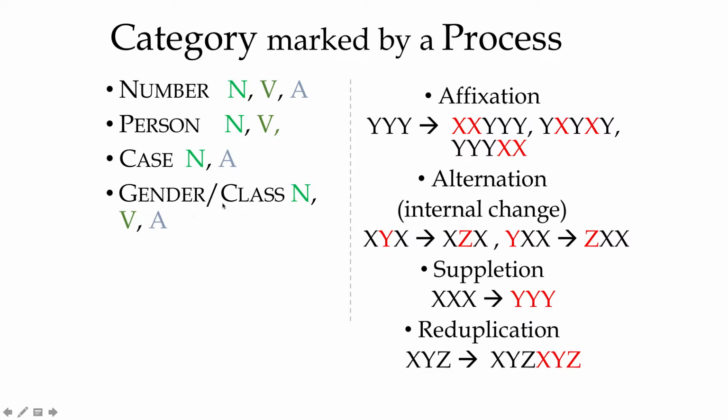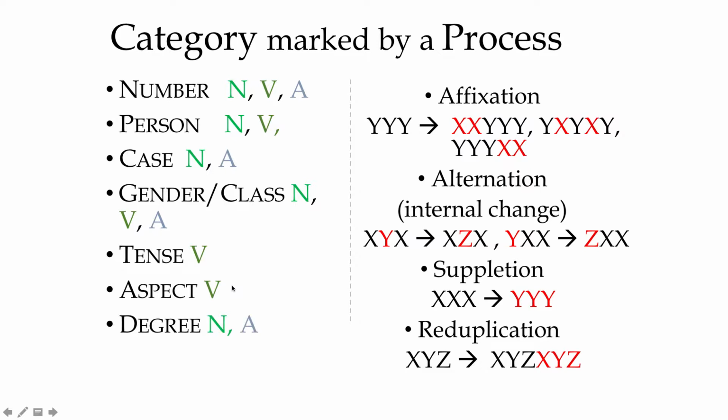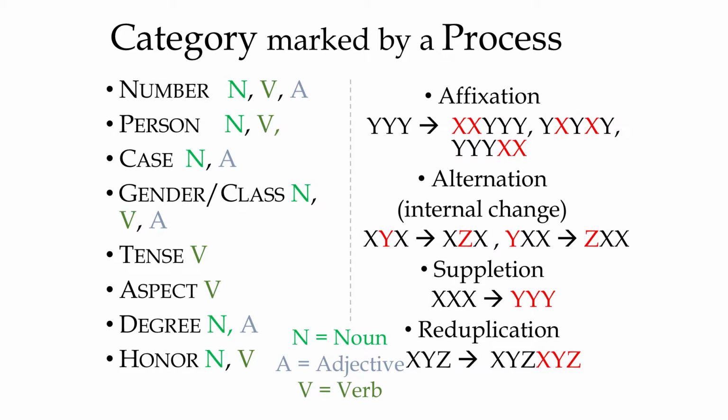We'll usually see that if a noun inflects for something, an adjective will also inflect for that same category. Tense is a unique aspect of verbs, where something falls on a timeline. Aspect, the kind of event that it is. Degree, the size or greatness of something. And honor, which is a social category about the social relationship between people. These are all examples of morphological categories, things about the world that could be revealed by using these phonological processes: adding sounds, changing sounds, swapping out sounds altogether, or copying and pasting sounds.